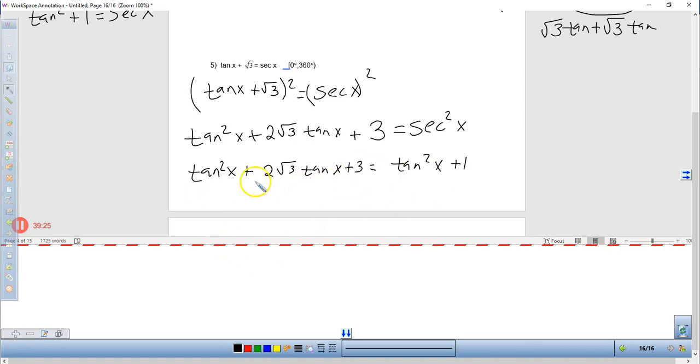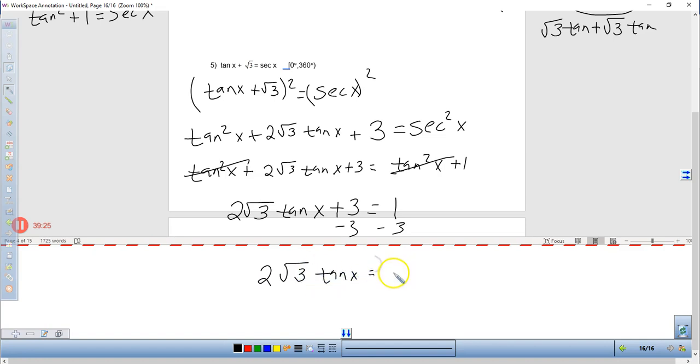And I'm going to show you a nifty little trick. If you have the same term on both sides, they cancel out. So if I subtract here, it's going to subtract from there and they're going to cancel. I'm going to subtract 3. So 2 root 3 tangent is equal to negative 2. Divide by 2 root 3. So I'm looking for when tangent of x is equal to negative 1 over root 3.